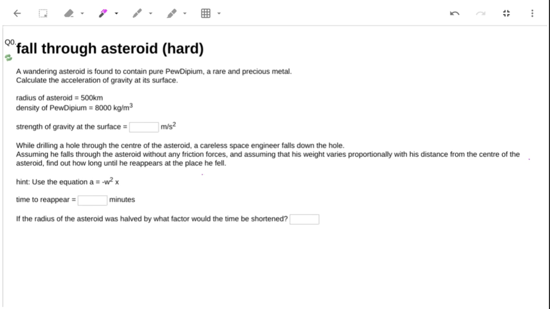A wandering asteroid is found, and we need to know the acceleration of gravity to begin with, only given the radius and the density. So it's possible to work out the mass, I suppose, and do it that way, but this might be useful later. I know little g is big G times m over r squared.